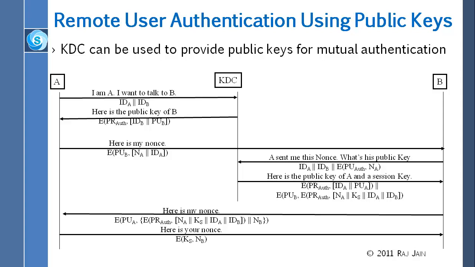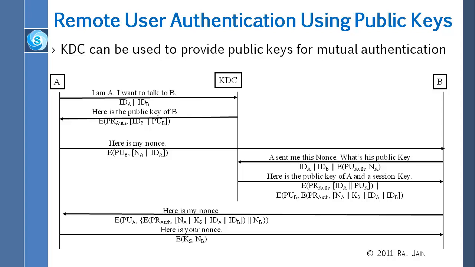B wants to make sure that it knows the public key of A. So it goes to the KDC and says, can you give me the public key of A? A sent me this nonce, and A, and what is his public key? So the answer comes back: here is the ID and here is the public key of A, and here is your request. PUB, PR authorized, and A, this is the nonce you sent me, here is the session key, and here is the ID of A and B.